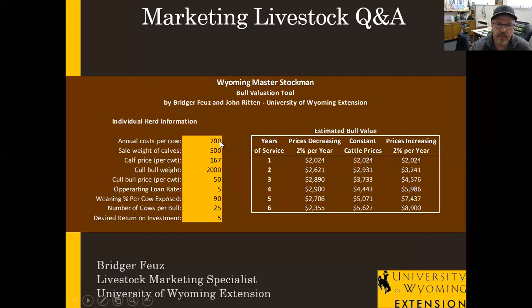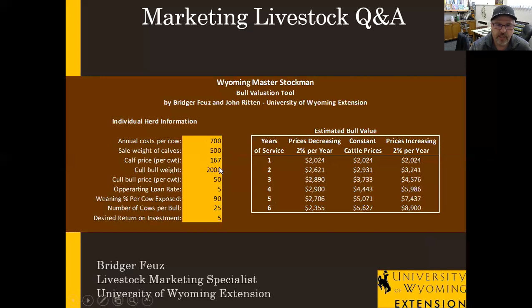In this, you would enter your annual cow costs. In this example, we have $700 per cow. You enter in the sale weight of your calves, 500 pounds in this example, and then a calf price. We have them in there at $167 a hundredweight.